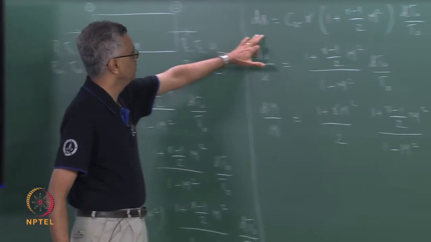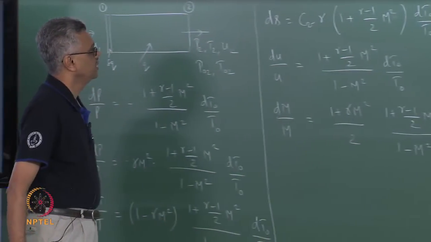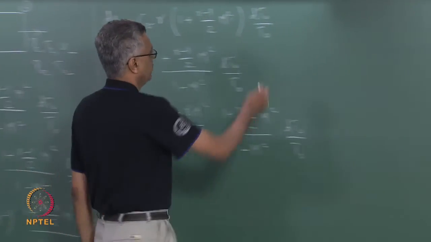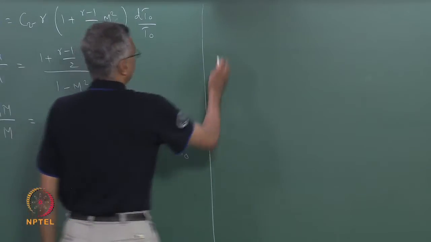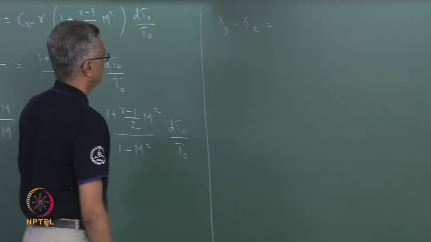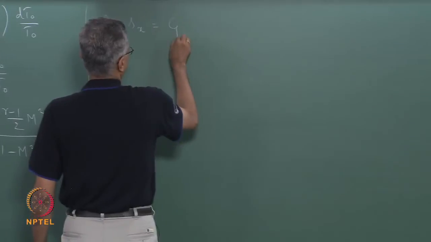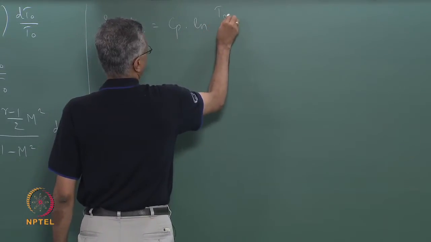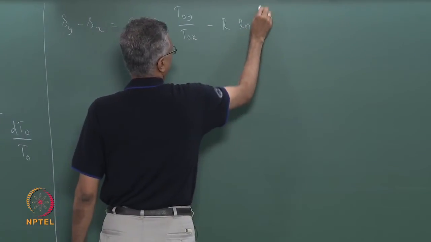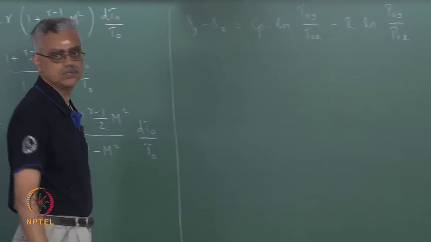We already have this relationship, dS equal to this times dT0 over T0. And if you remember from our earlier lecture, we showed that the entropy change between two states x and y can be written in terms of stagnation quantities as Cp times natural log T0y divided by T0x minus natural log P0y divided by P0x. This we wrote down earlier.